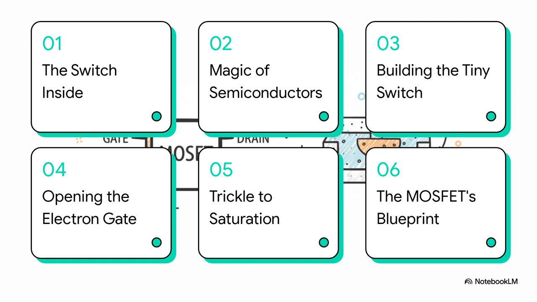Well, here's the game plan. First, we'll get to know the switch itself. Then, we'll look at the special clay it's made from. After that, we'll actually build one, piece by piece. We'll figure out how to turn it on, how to control the flow, and finally, we'll learn how to read the secret code, the blueprint engineers use to draw it.